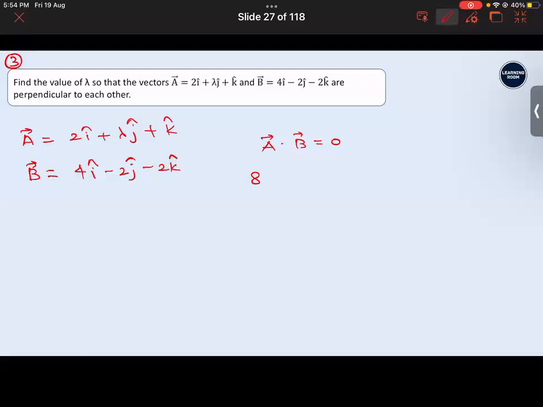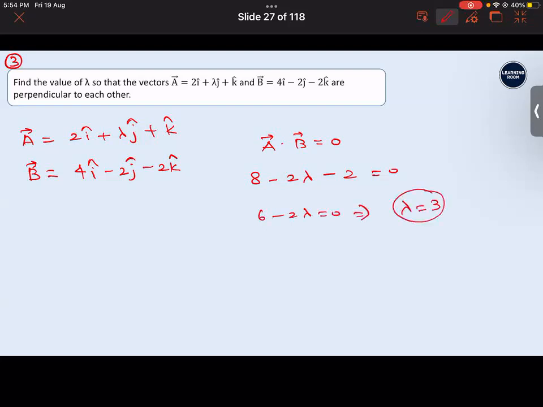So 8 minus 2 lambda minus 2 should be equal to 0. So 6 minus 2 lambda should be equal to 0, which implies lambda is equal to 3.